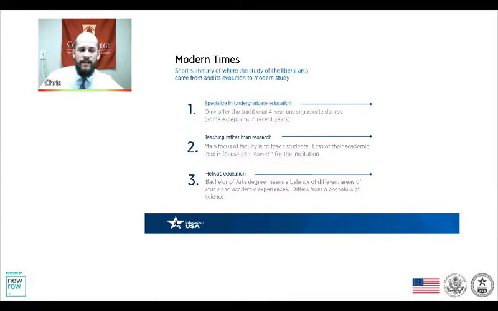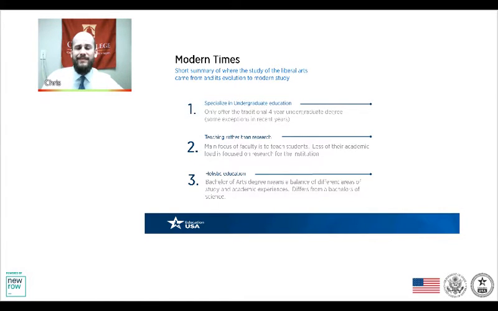I have three components up here that will explain, in brief, what a liberal arts education is now, and a few criteria that might be associated with that.